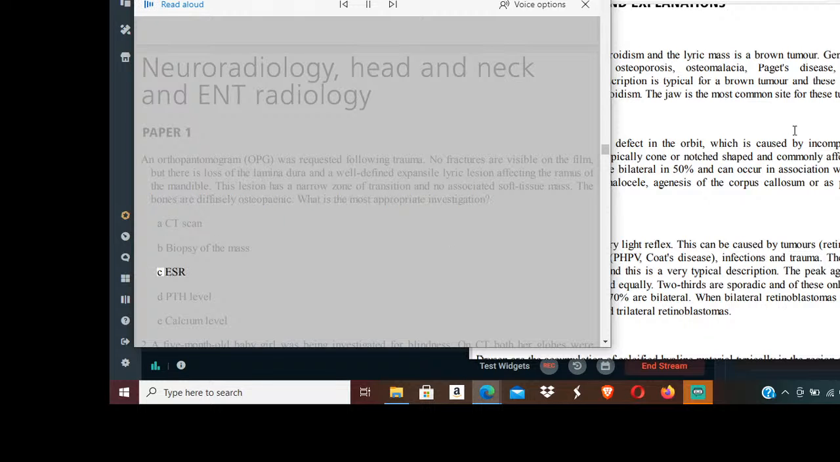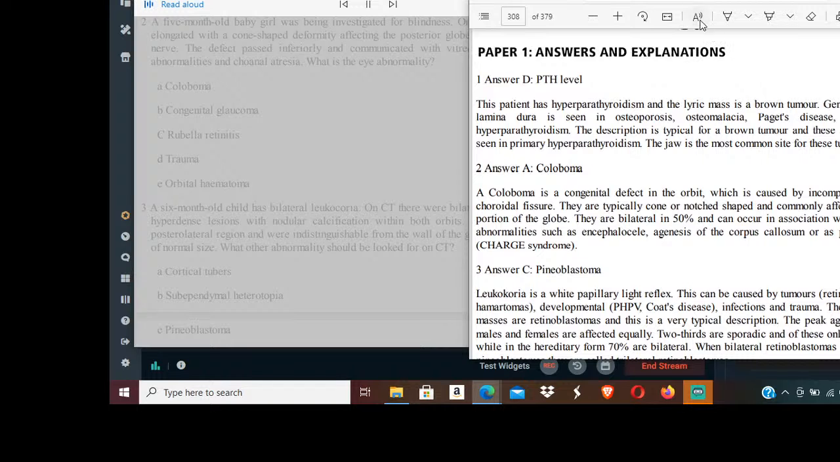A, CT scan. B, biopsy of the mass. C, ESR. D, PTH level. E, calcium level. 2. A 5-month-old baby girl was being investigated for blindness.